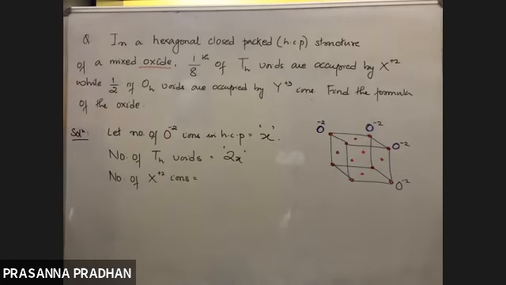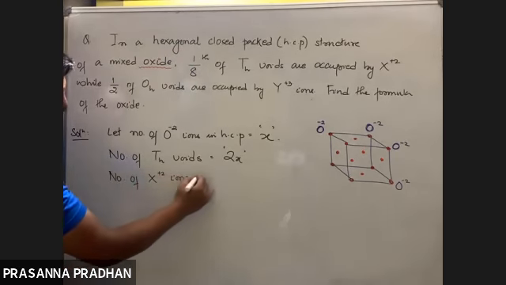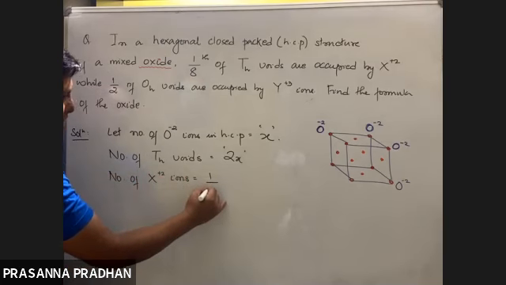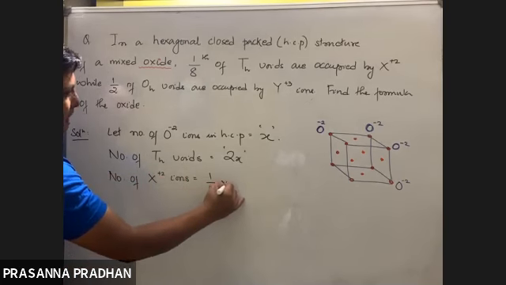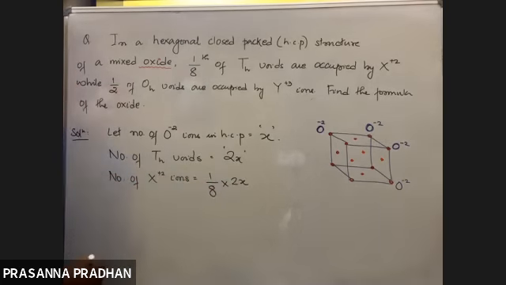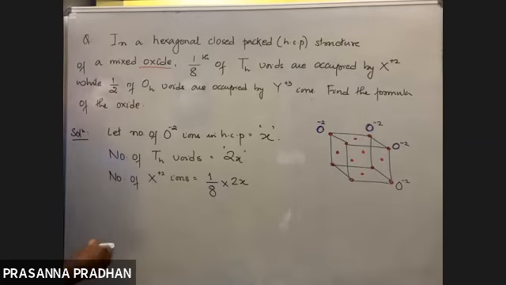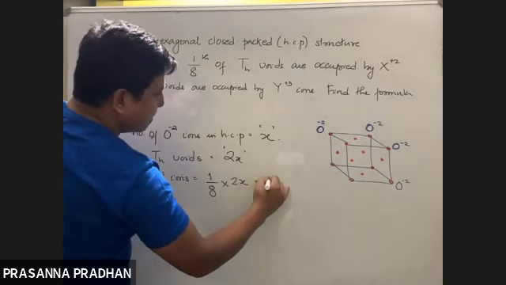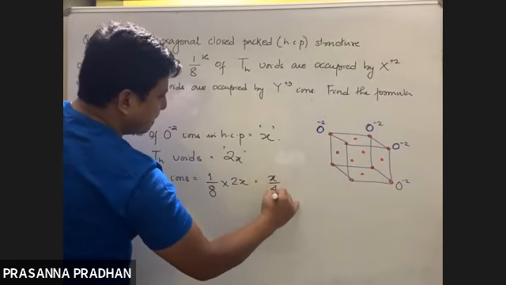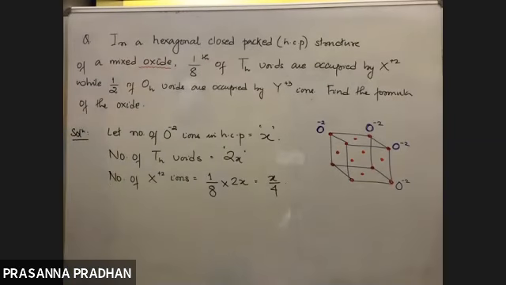How many will it be? Does it occupy all the tetrahedral voids, or what fraction does it occupy? 1/8. So the X dipositive ions are present in only 1/8 of the total tetrahedral voids. So how much will this be? It will be X by 4.